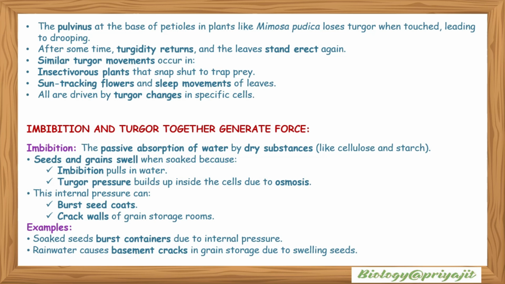Imbibition and turgor together generate force. Imbibition is the passive absorption of water by dry substances like cellulose and starch. Seeds and grains swell when soaked because imbibition pulls in water, and turgor pressure builds up inside the cell due to osmosis. This internal pressure can burst seed coats and crack walls of grain storage rooms. Example: soaked seeds burst containers due to internal pressure. Rainwater causes basement cracks in grain storage due to swelling seeds.